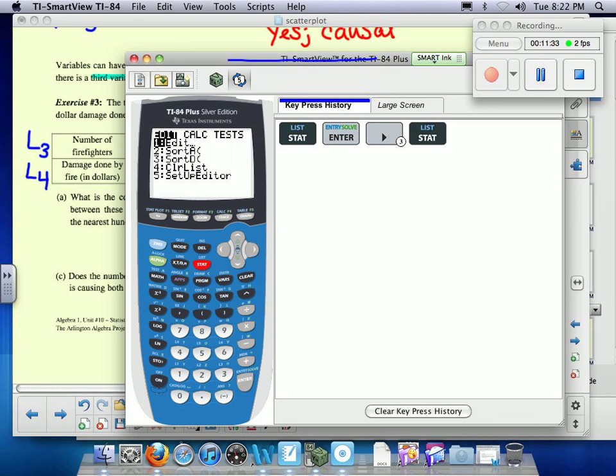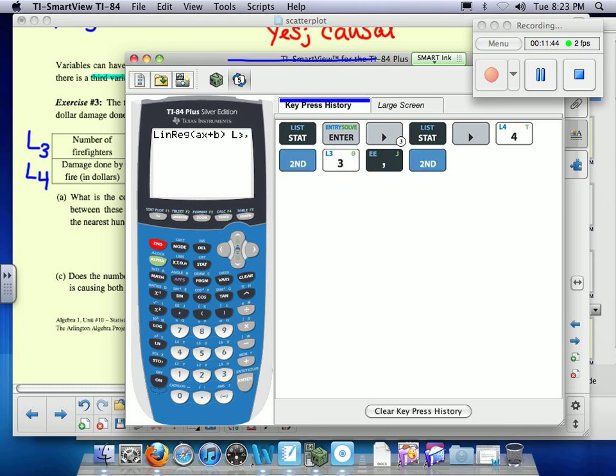So we're going to go to Stat, slide over to Calc. We need that line reg again, because we need that R value. But this time, be sure you're doing L3, comma, L4. And go ahead and look at the key press history. Second and the number 3, second and the number 4. Push enter, and we need that R value.